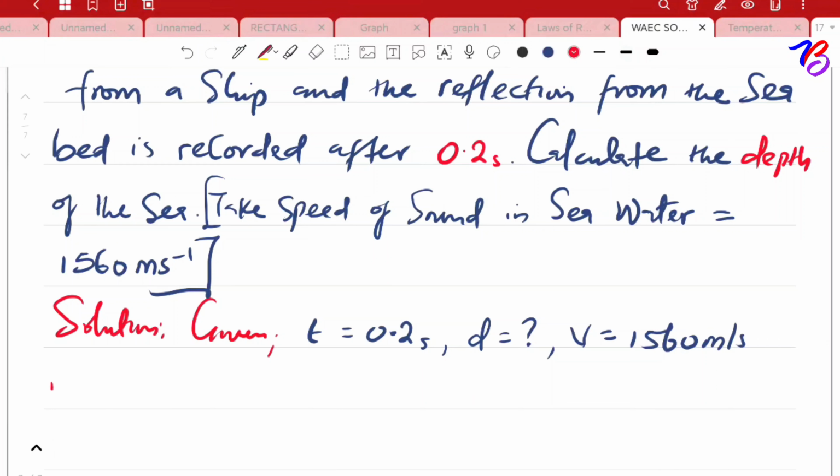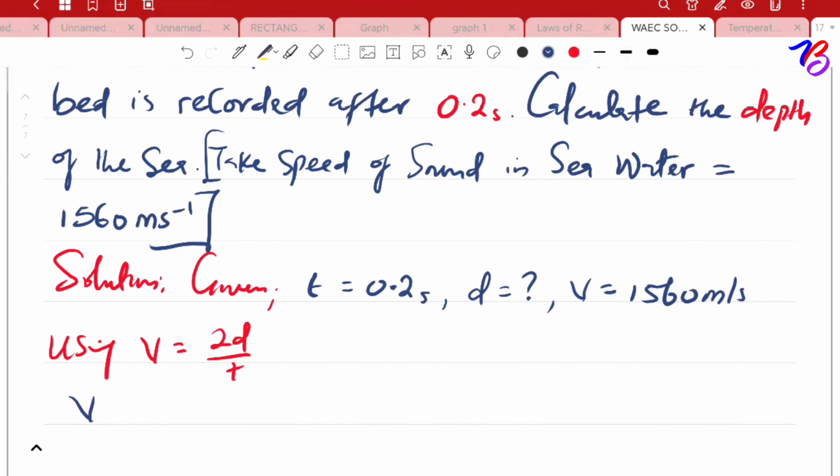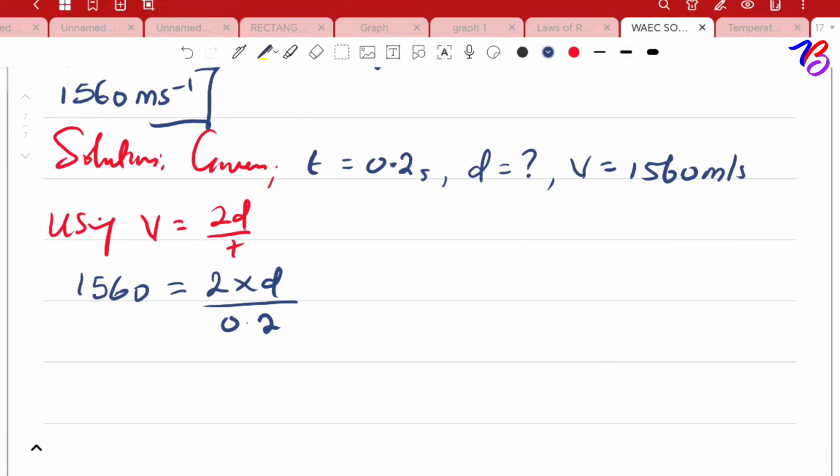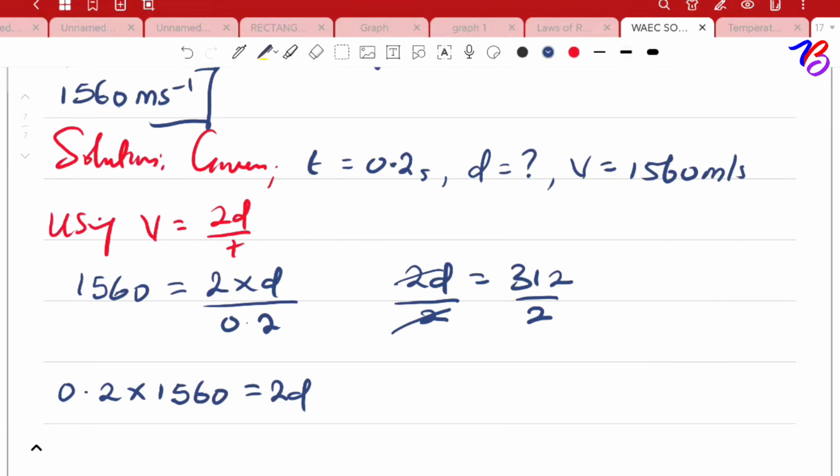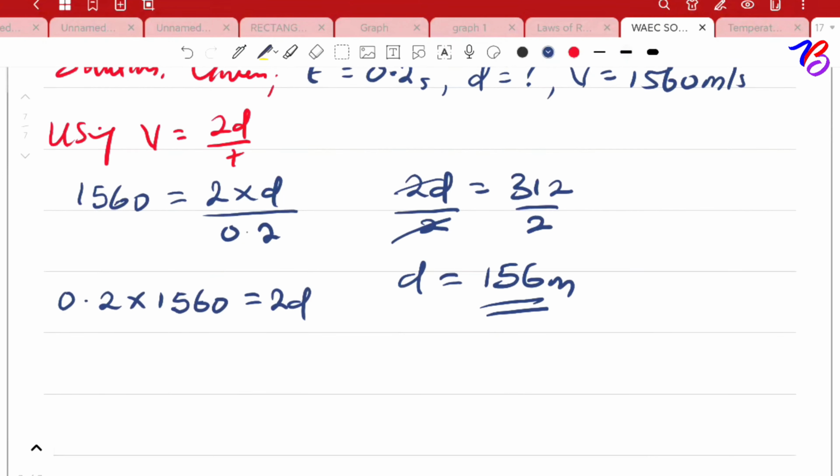Are we here? So for us to be able to calculate this, we use V is equal to 2D over T, so that by substitution we have 1560 is equal to 2 multiplied by D over 0.2, so that we'll cross multiply from here. And when we do that, we have 0.2 times 1560 is equal to 2D, so that we say that 2D is equal to 0.2 multiplied by 1560, which will give you 312. Divided by 2, you have D is equal to 312 over 2, which will give you 156 meters.